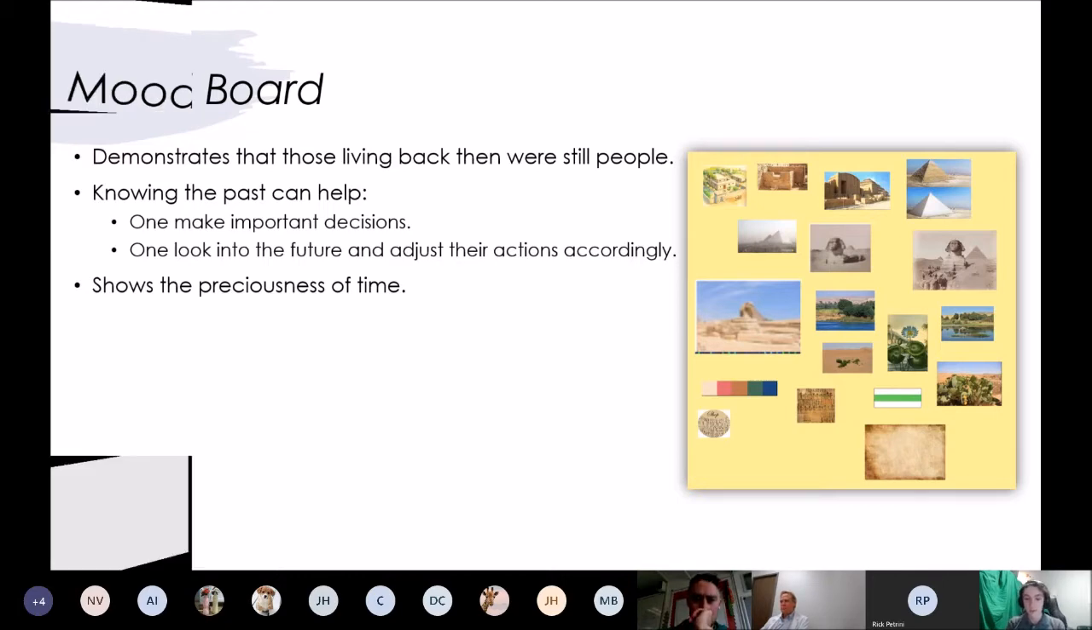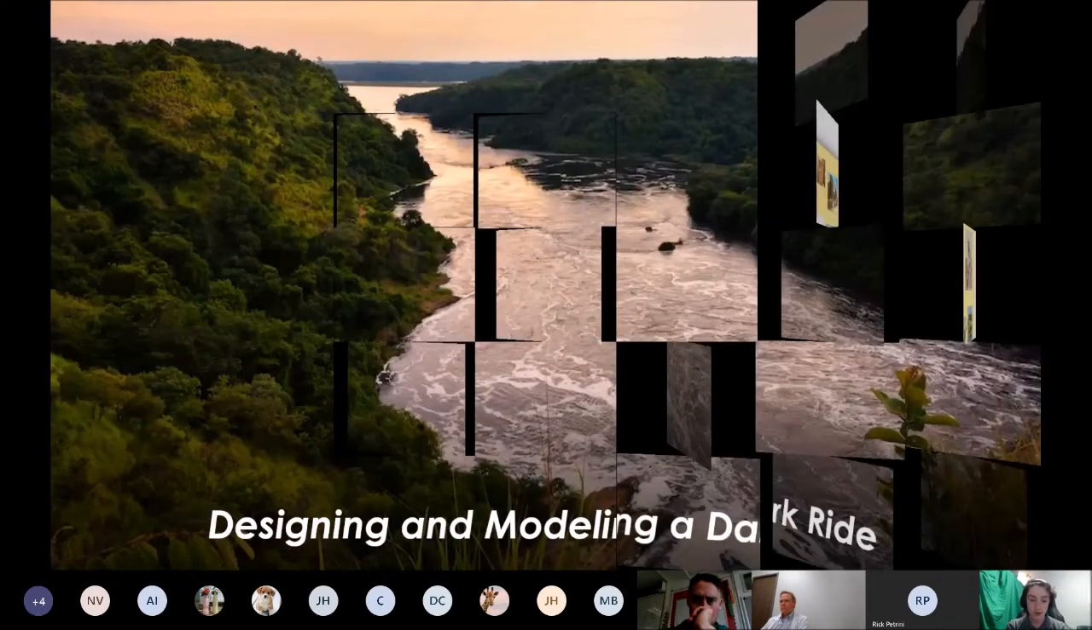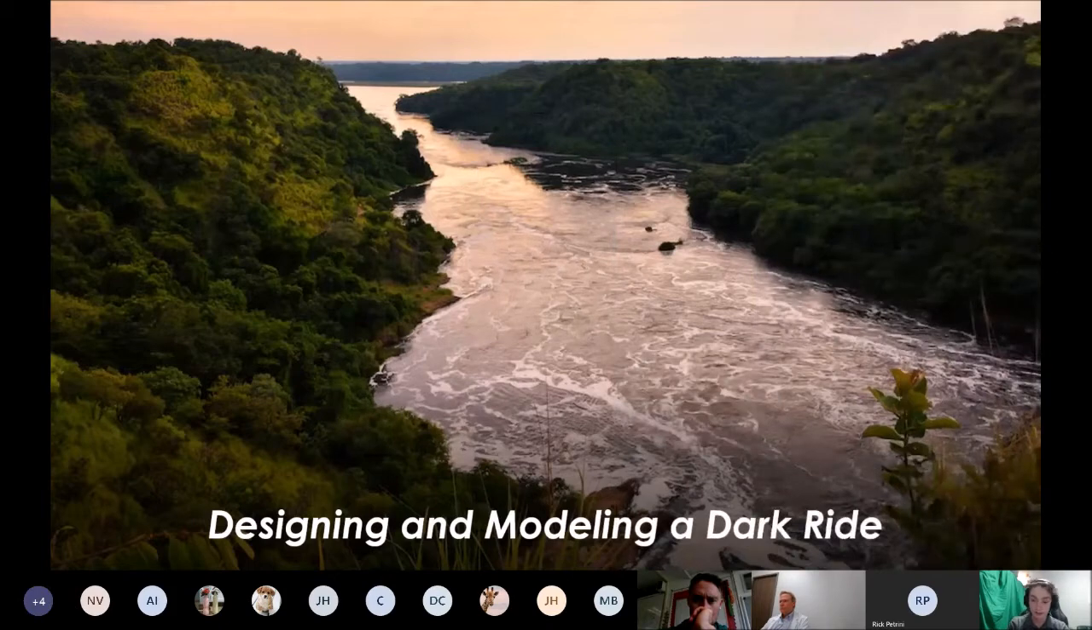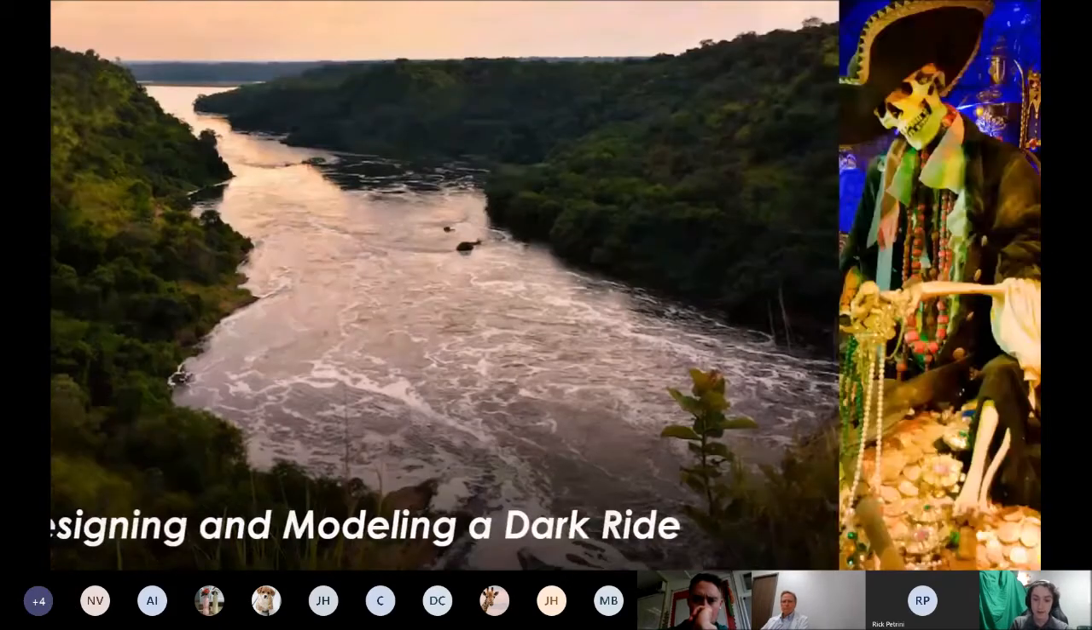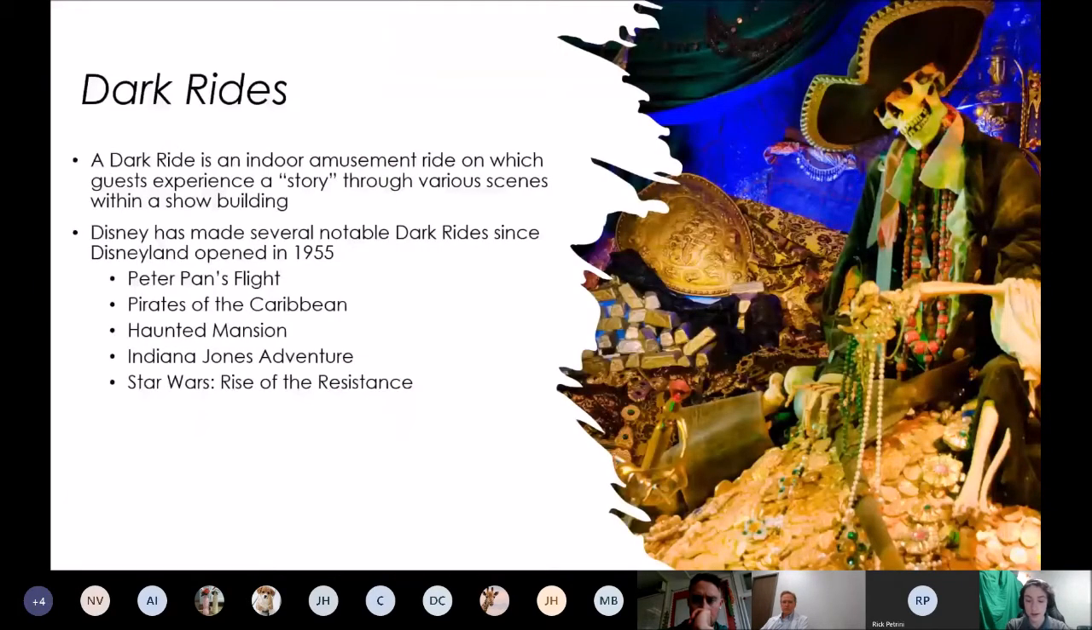Along with designing a pavilion, we also designed and modeled a dark ride. A dark ride is an indoor amusement ride to showcase a story. It is often done within a building to control lighting, and it conveys a story using various scenes. Popular well-known examples from Disneyland include Peter Pan's Flight, Pirates of the Caribbean, and Indiana Jones' Adventure.